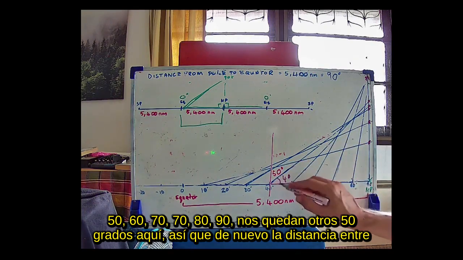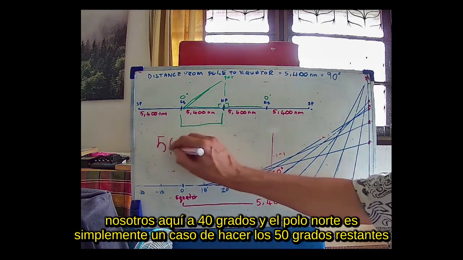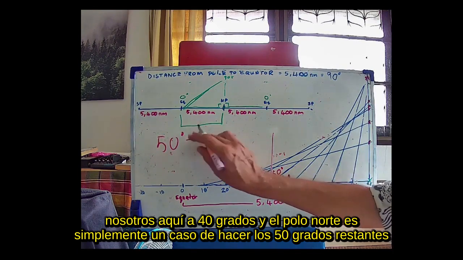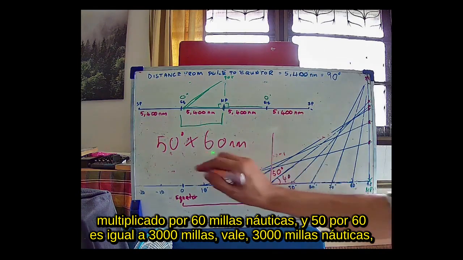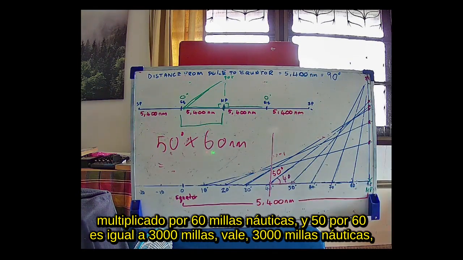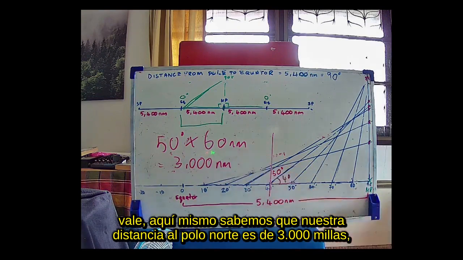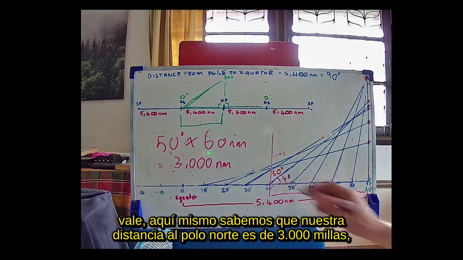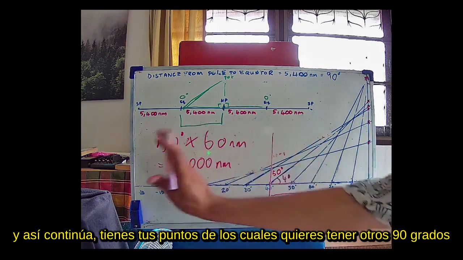So again, the distance between us here at 40 degrees and the North Pole is simply a case of doing the remaining 50 degrees multiplied by 60 nautical miles. 50 times 60 equals 3,000 miles. Okay, 3,000 nautical miles. All right, so right here we know that our distance to the North Pole is 3,000 miles. Yeah, and so it goes on.